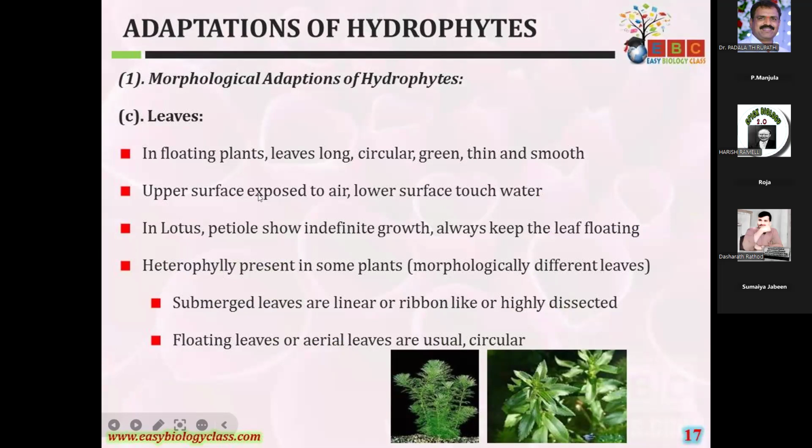In floating-leaved plants, the upper surface is covered with a waxy layer. The petiole is also long. Generally, indefinite growth of petiole is seen in the lotus, and in free-floating plants we can observe a long petiole. Heterophylly we can also observe in the hydrophytes. Generally, submerged leaves are linear or ribbon-like, or highly dissected, whereas the floating leaves or aerial leaves are generally long and circular.